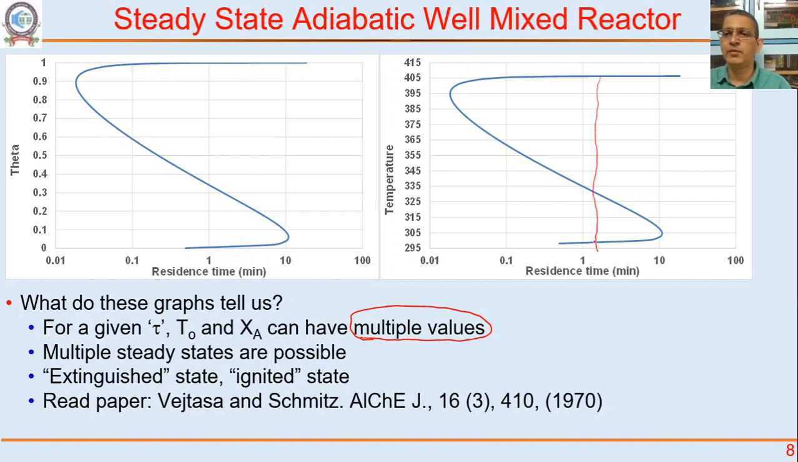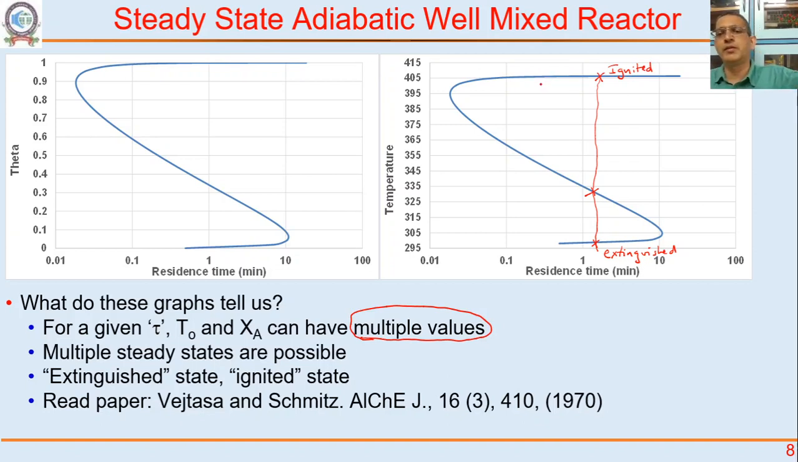because these values satisfy our equations. Their values are coming from these equations. So the reactor can operate at any of these three values. The lowermost steady state is called the extinguished state. The highest steady state is called the ignited steady state. Why? Because temperature is so high, practically 100% conversion. That's why it is called ignited, because the temperature rise is sudden.